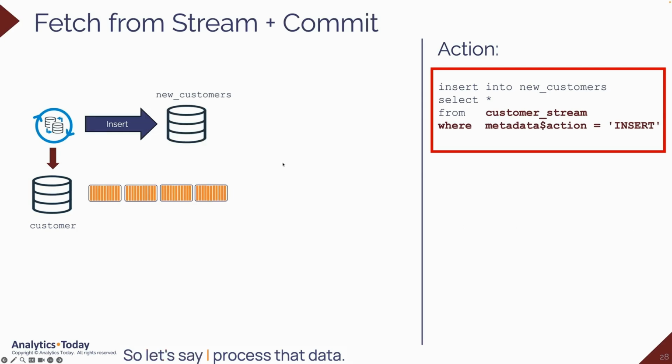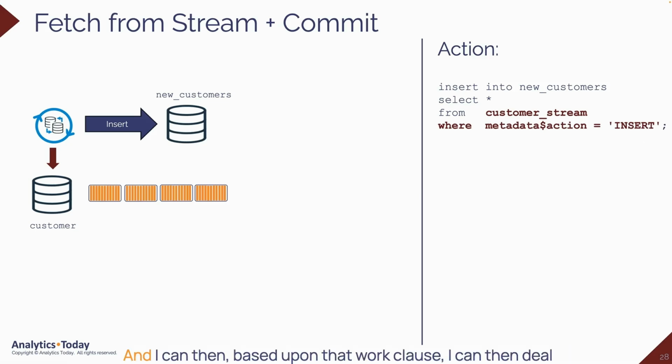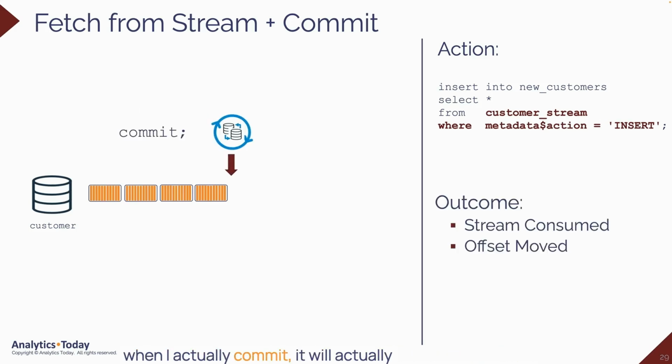So let's say I process that data. So I now insert into a table called new customers and I select from the customer stream, but I'm only interested in the insert. You can limit this to only give the updates or the delete operations. And I can then, based upon that workload, deal with the rows, inserts, updates, or deletes as appropriate. When I actually commit, it will automatically move the stream pointer forwards. And that indicates that we've processed these records.